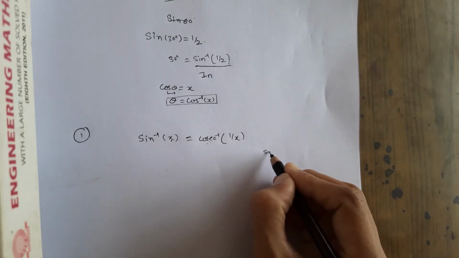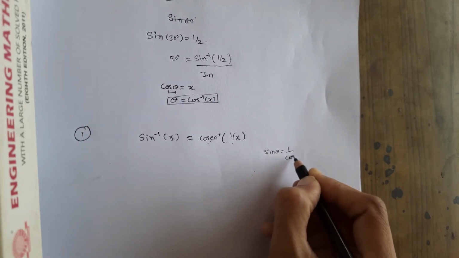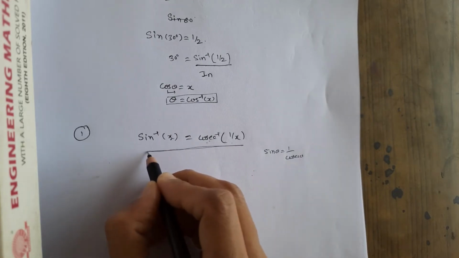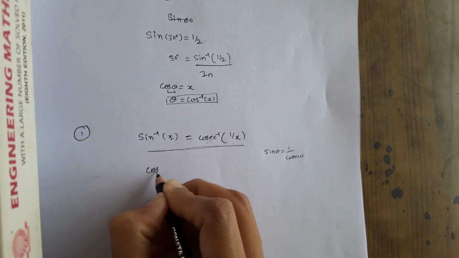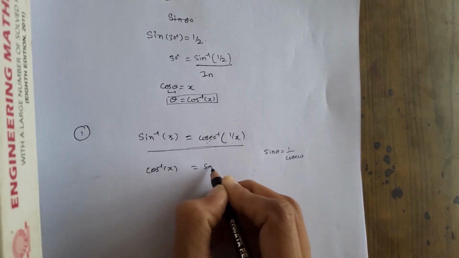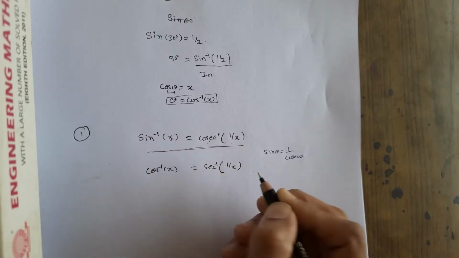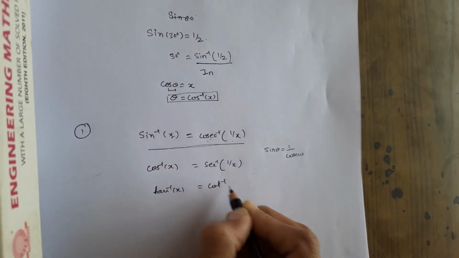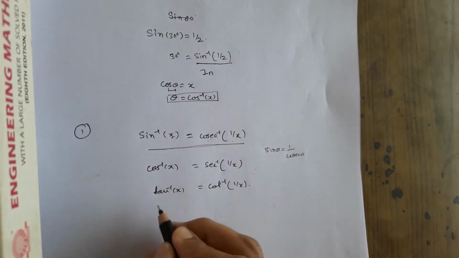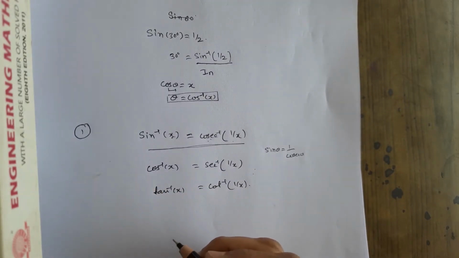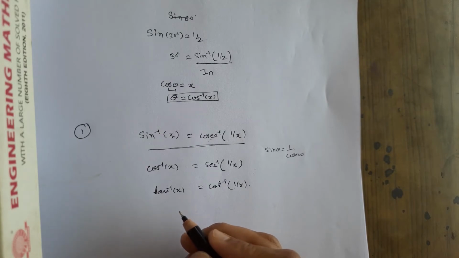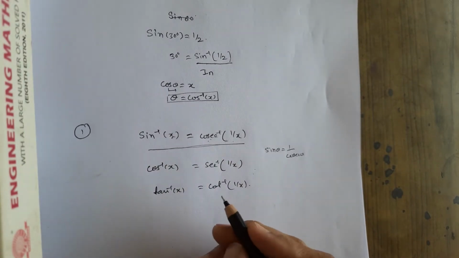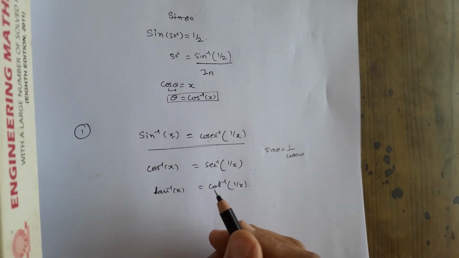You know that sine theta is equal to 1 upon cosec theta, and the inverse function follows this property. Similarly, cos inverse of x equals sec inverse of 1 upon x, tan inverse of x equals cot inverse of 1 upon x, and so on. This is the property. We can easily prove it.